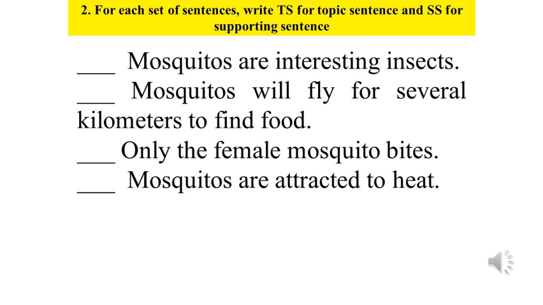You see the topic sentence, the first sentence: mosquitoes are interesting insects. This topic sentence has two parts: the topic, mosquitoes, and the controlling idea, when we talk about interesting insects.